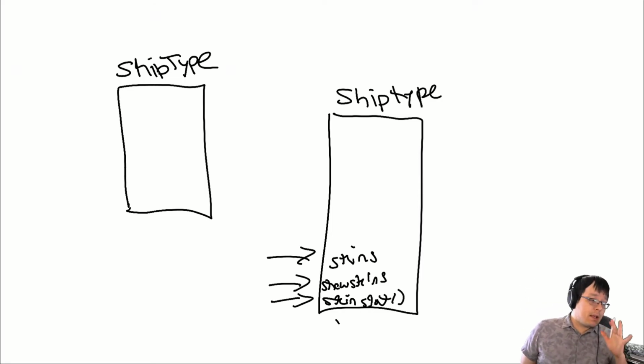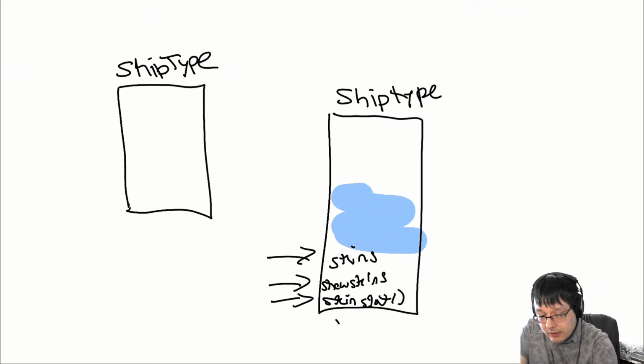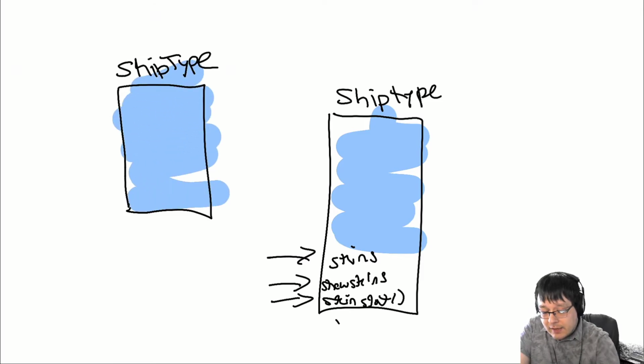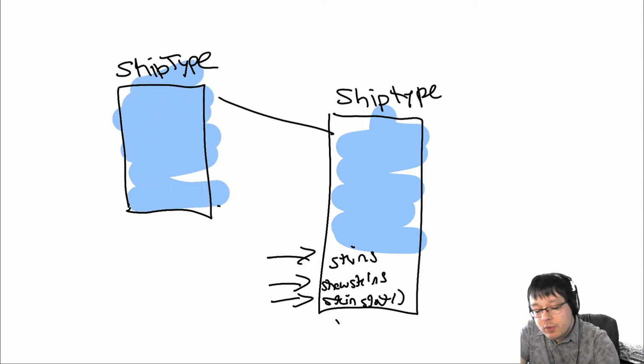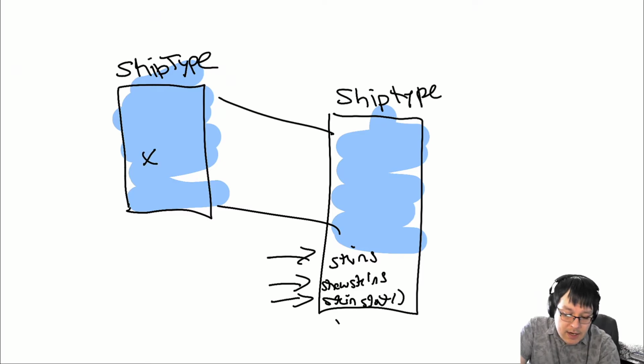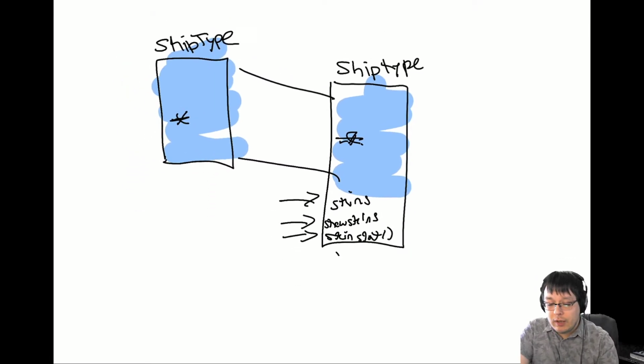Okay, so that's what we want to do. But we want the rest of the code, so everything else, to be the exact same. And not just to be the exact same, but to be interconnected. So if I go in here and I modify something here, it will automatically modify that version as well, right?